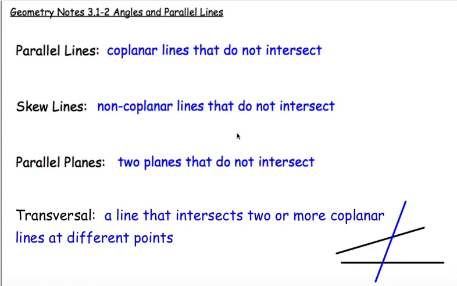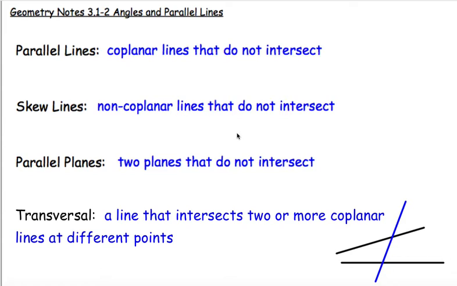Parallel lines must be coplanar and they do not intersect. Skew lines are non-coplanar lines that do not intersect. And I know that right now skew lines are the new one for this section that people don't know from past knowledge, and they will make more sense when we see them in a picture. But they're not coplanar and they will not intersect.